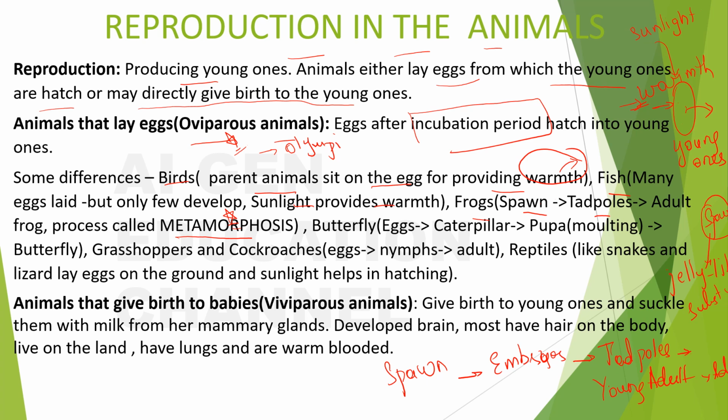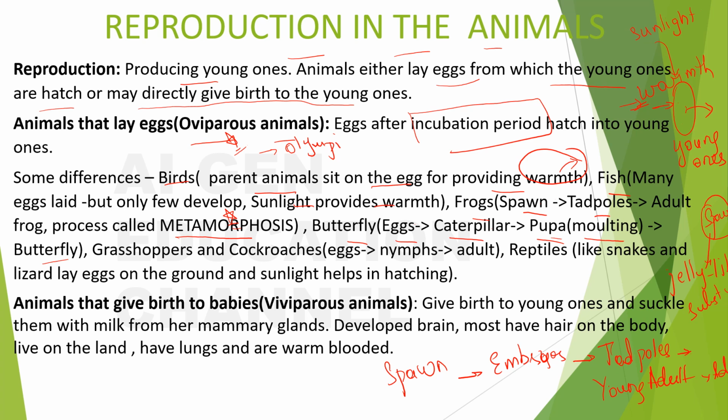And about the butterfly. In butterfly you all know, right? Eggs, from eggs you get caterpillar, and from caterpillar you get pupa or cocoon, right? And this pupa will undergo a process called molting, that is shedding of its skin. After the molting happens, later you will get the butterfly. So eggs, caterpillar, and this caterpillar will eat so many leaves, and after that a pupa is formed, and from that a butterfly comes out.